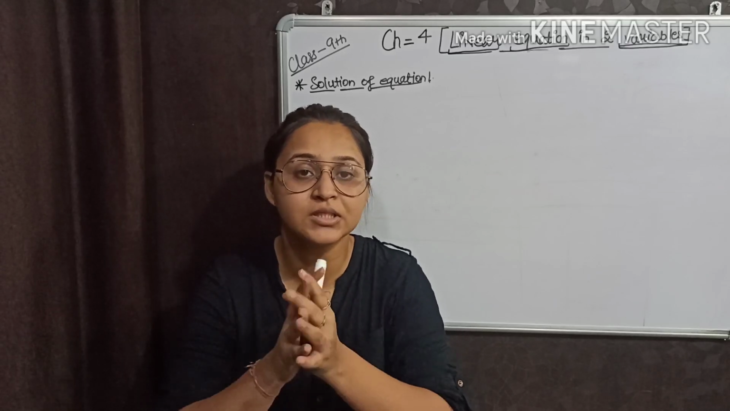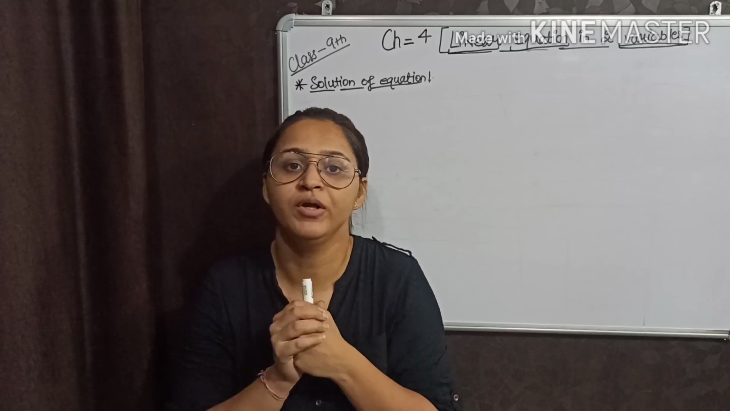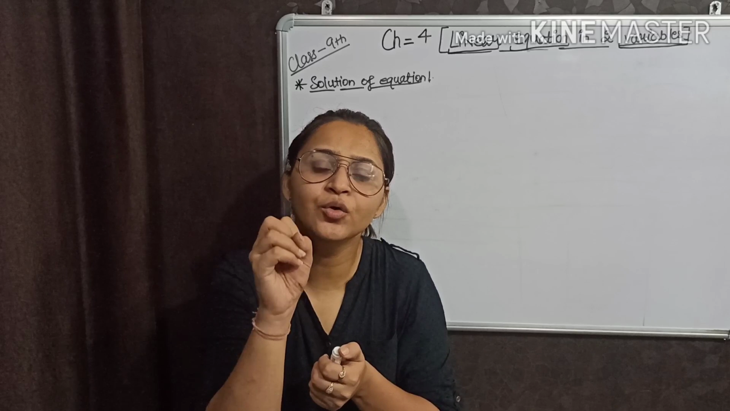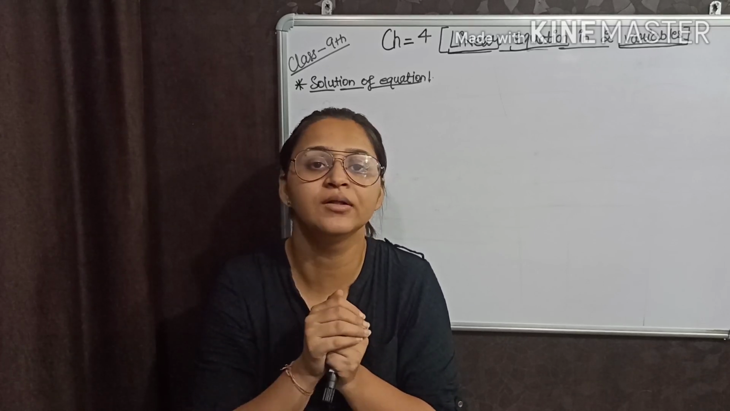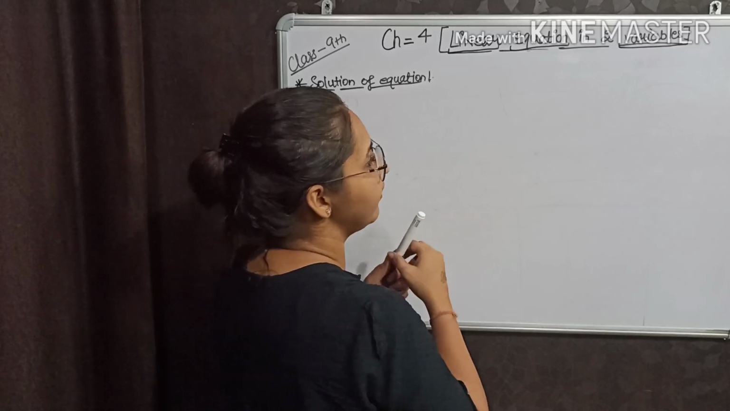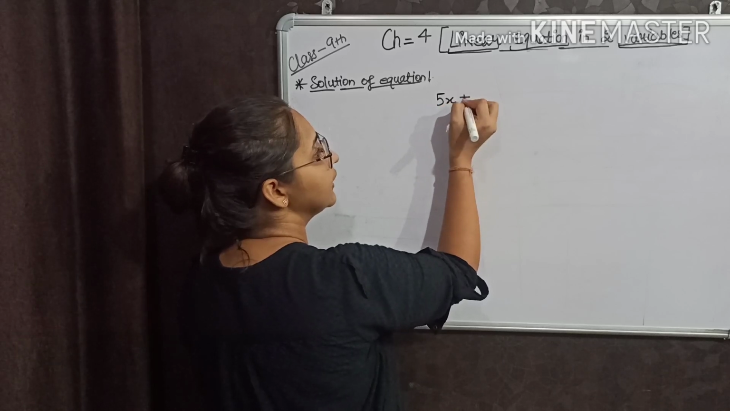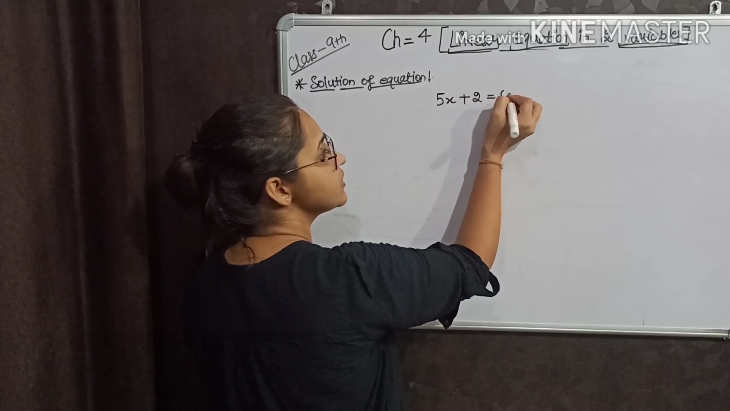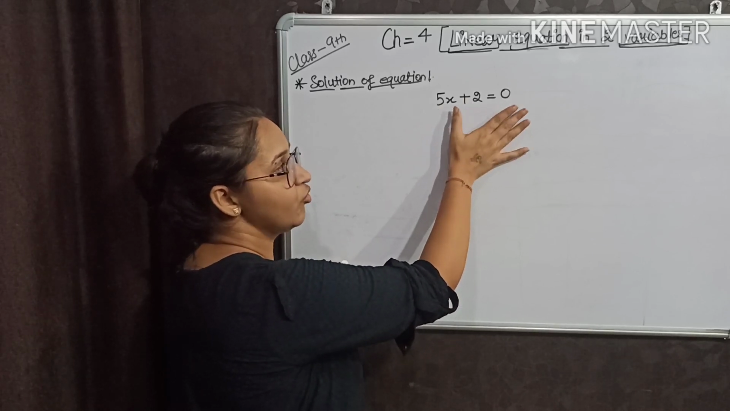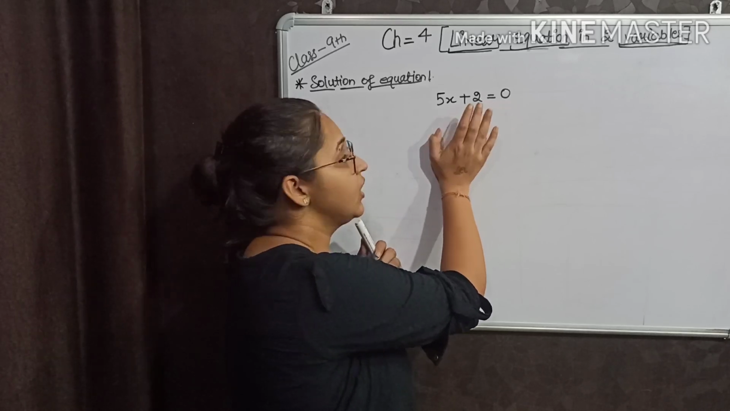The next topic is solution of an equation. So what is solution of an equation? If you have any equation and you have to find the solution of that equation, how will you find? First of all, see that if you have any equation in one variable, like I am giving you 5x plus 2 is equal to 0. This is an equation in one variable only, a linear equation in one variable. Now I have to find the solution of this equation.